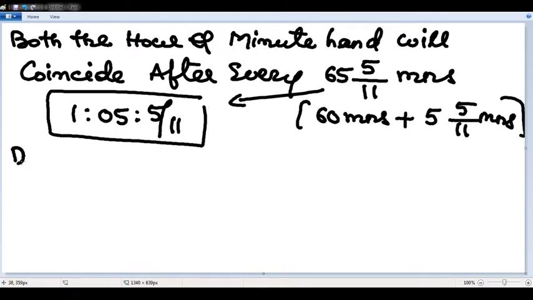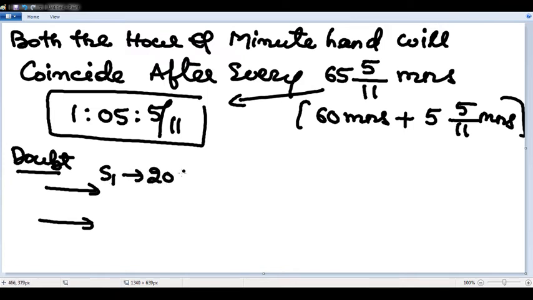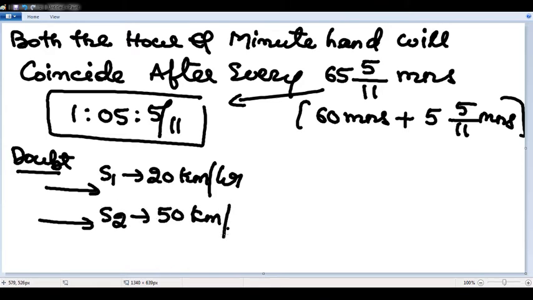Now, Sai, you asked a doubt. Sir, why is it S1 minus S2? There are, for example, two trains traveling. S1 is traveling at 20 kilometers per hour. S2 is traveling at 50 kilometers per hour. Both are traveling in the same direction. So after 1 hour, S1 will travel 20 kilometers. S2 will travel 50 kilometers.